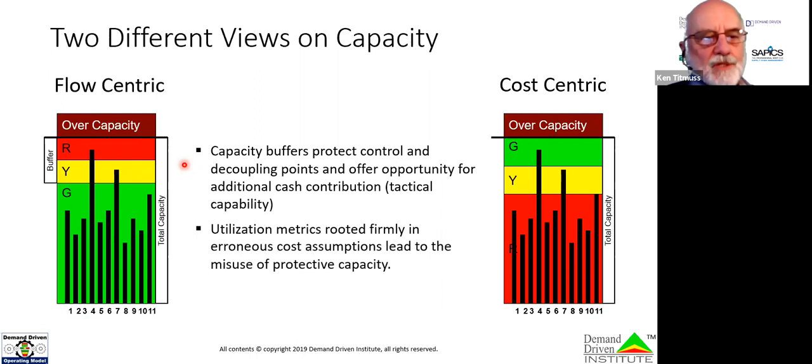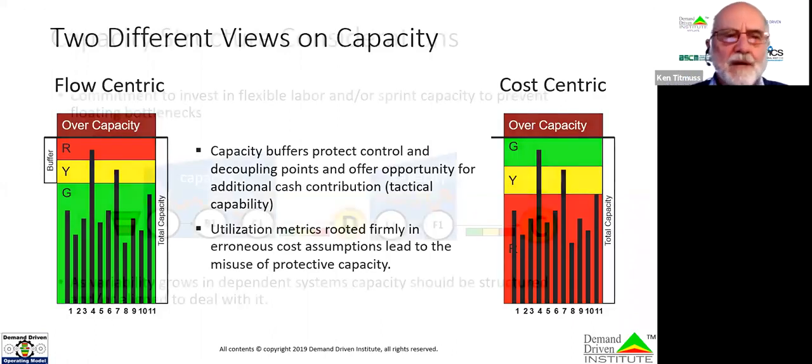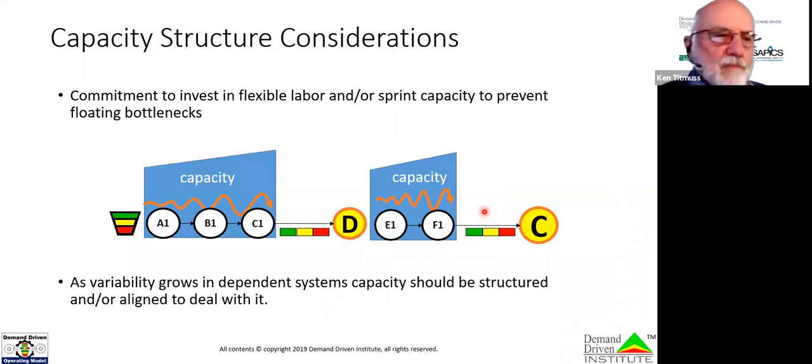Utilization metrics rooted firmly in erroneous cost assumptions lead to misuse of protective capacity. The boss always wants to see the machines running if we're working in a cost-centric operating model. I don't want to see those machines standing because it's costing me money. But it's going to cost you more money in the long run because you've made stuff that nobody wants. So, capacity structure considerations: commitment to invest in flexible labor or sprint capacity to prevent floating bottlenecks.